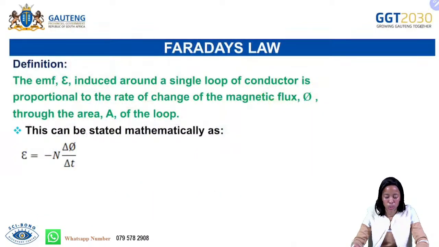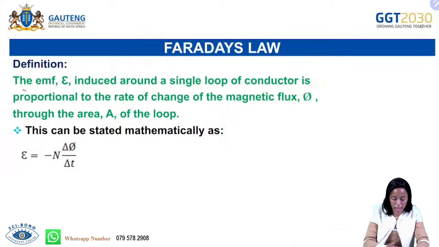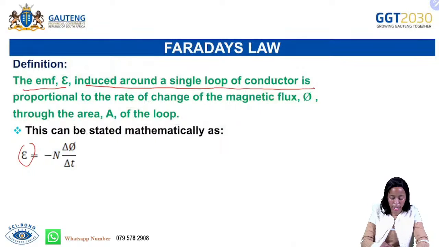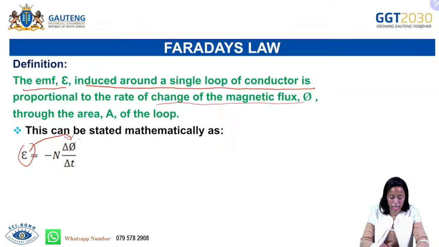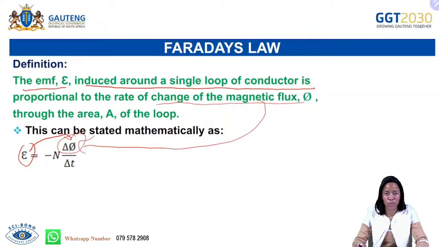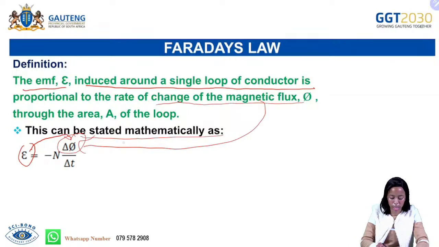Then next we need to be able to define Faraday's law. It says the EMF, E, induced around a single loop of conductor, is proportional to the rate of change of the magnetic flux. So the EMF is directly proportional to the change of the magnetic flux through the area A of the loop. This can be stated mathematically as that.